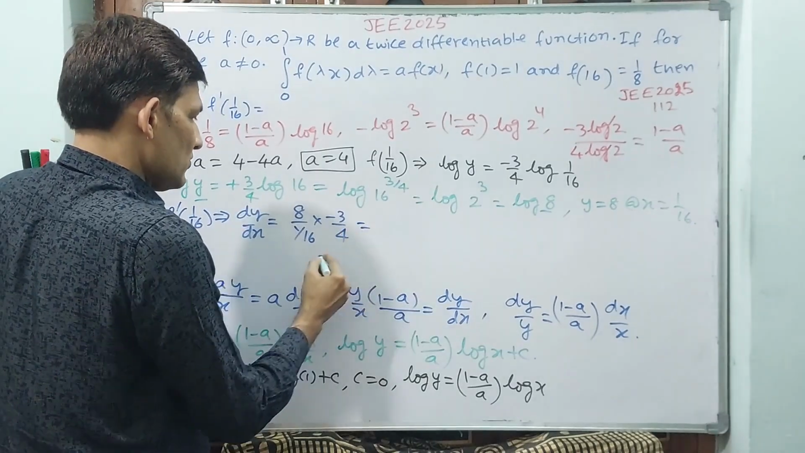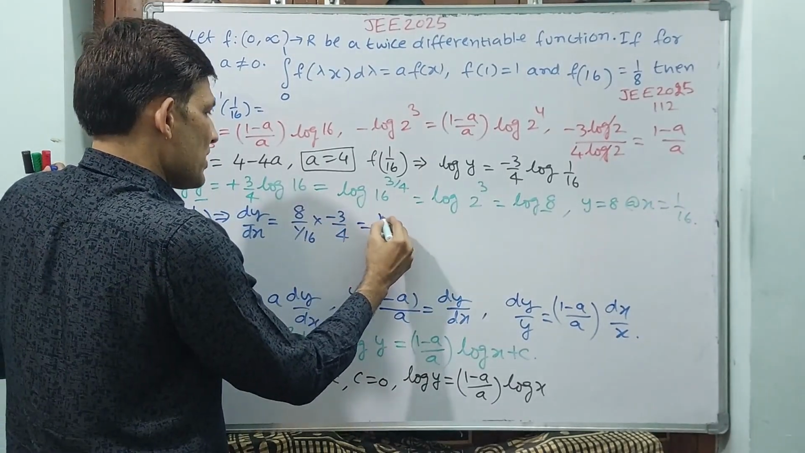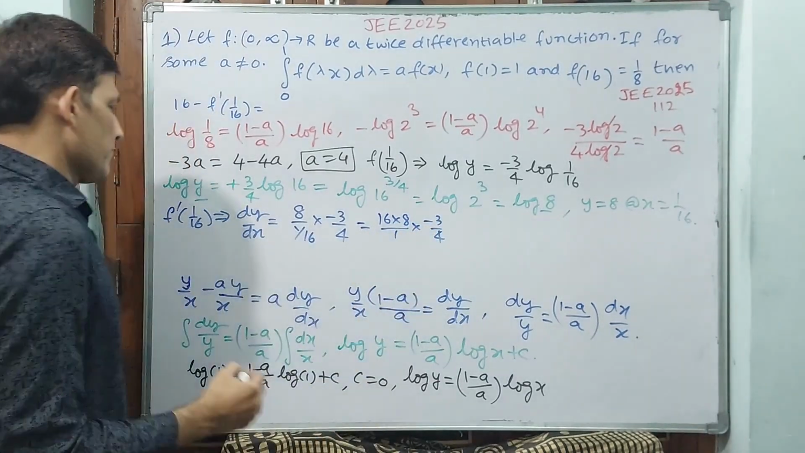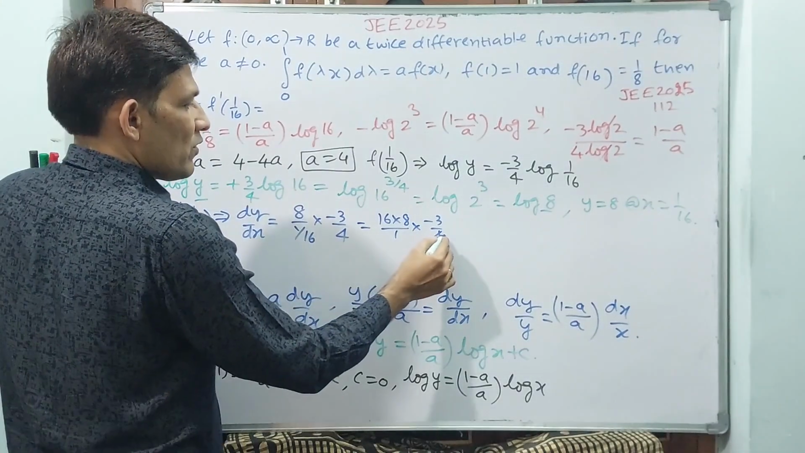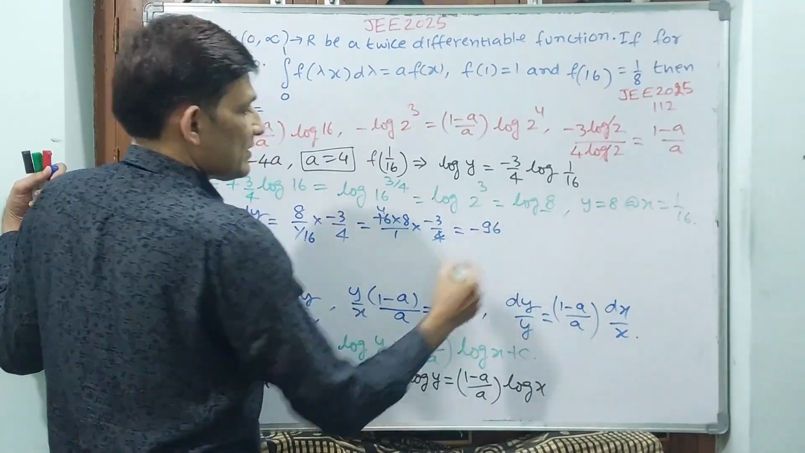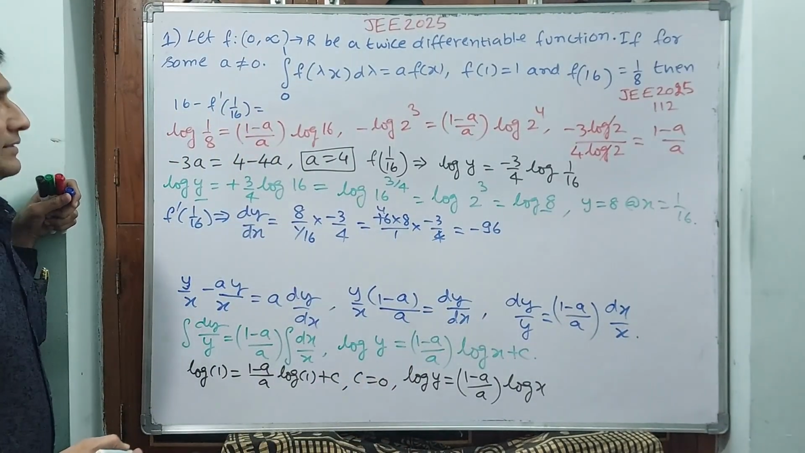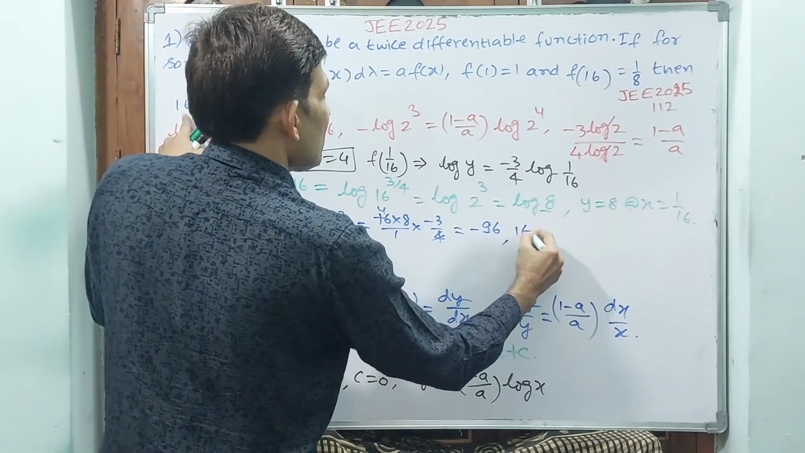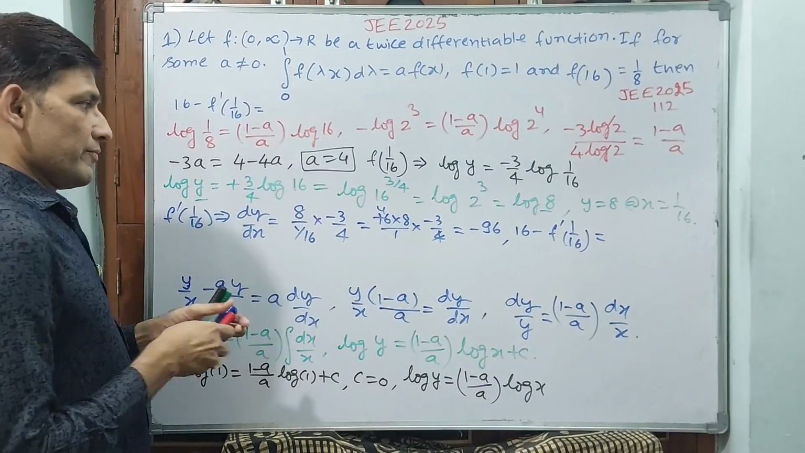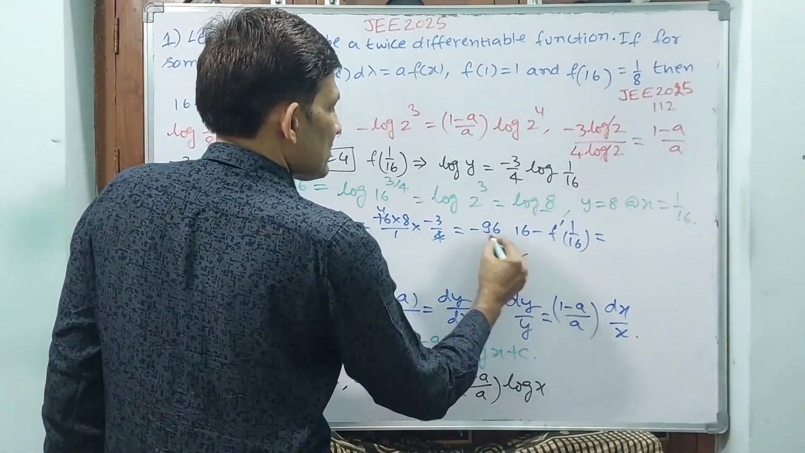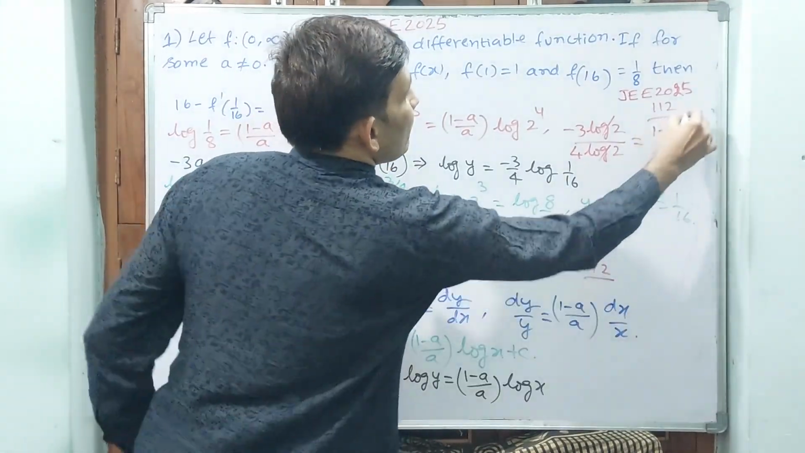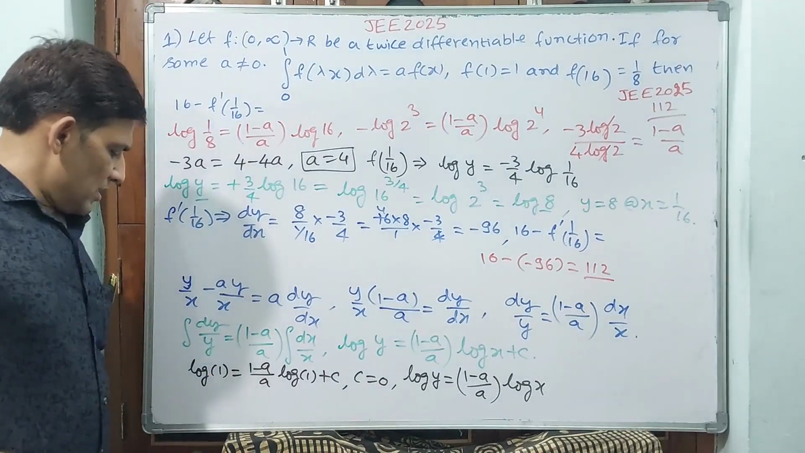This is dy by dx, f dash. That is equal to, see, 16 you send numerator: 16 into 8 by 1 into minus 3 by 4. 4 times goes, 32 into minus 3, minus 96. Is it okay? Yes. Now go back. 16 minus f dash 1 by 16 is equal to 16 minus of minus 96, that is 16 plus 96, 112. 112 will be your answer. Let us go for the next question.